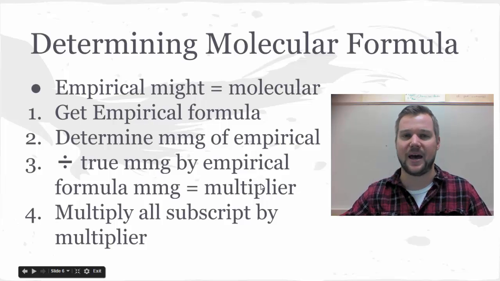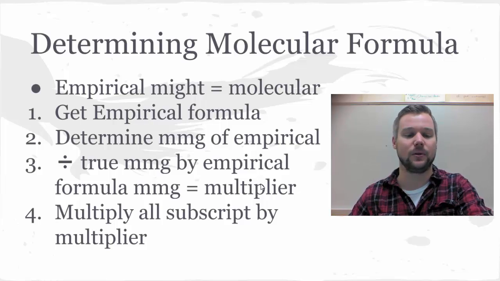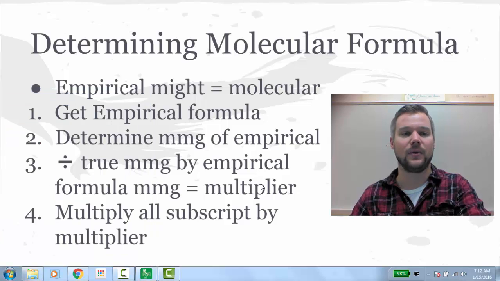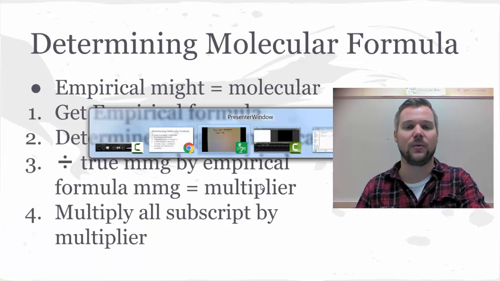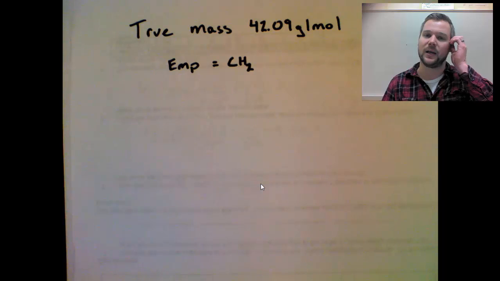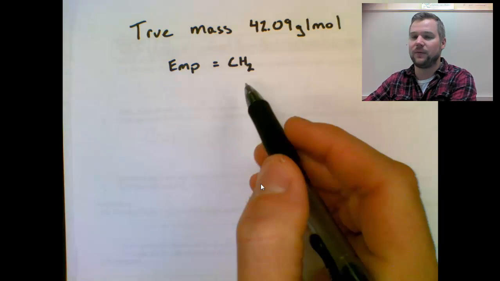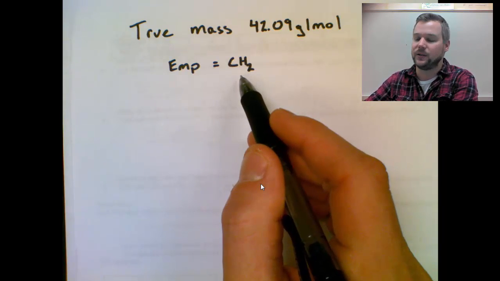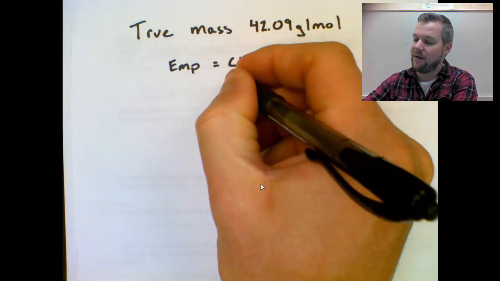So what does that process look like? This is pretty simple. So again, we're starting from an empirical formula. We're assuming that we have an empirical formula already. So in this case, our empirical formula is CH2. So step 1 is done. We need to find out how heavy this is.